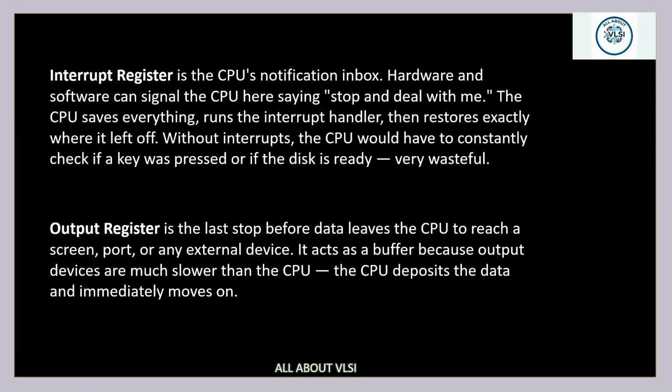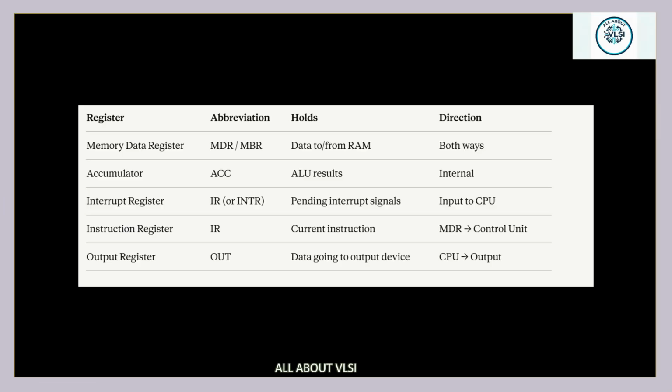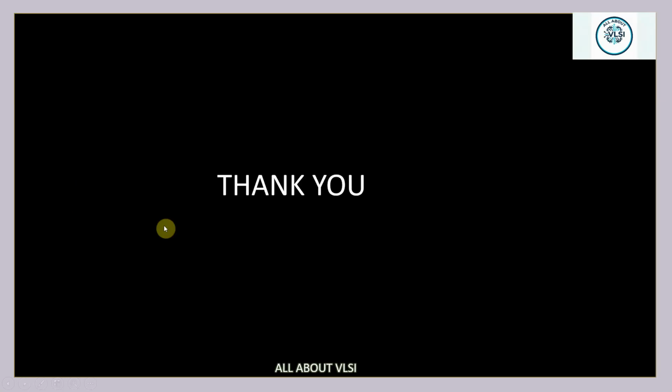And we also have a register known as the output register, which is basically the last stop before the data leaves the CPU to reach a screen, port, or any external device. For example, if my processor has received data from the main memory and it should be given to another component, I can store this data in my output register, which acts like a buffer, right? So these are the different kinds of registers which I can think of using commonly: the memory data register, accumulator, interrupt register, instruction register, and output register.